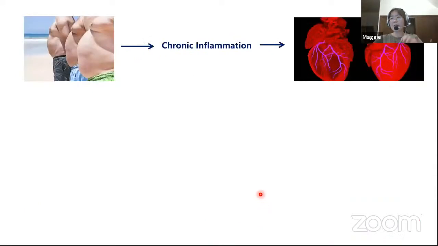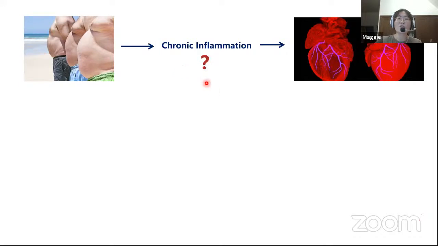Okay. And next, I would like to show one example in my own lab about translational research. As you can see here, in the first photo, we can see 3 obese people. As we all know, obesity can cause chronic inflammation in our body, and this chronic inflammation can cause cardiovascular diseases in the patient. However, we don't know how fat causes inflammation in our body. We don't know the mechanism.